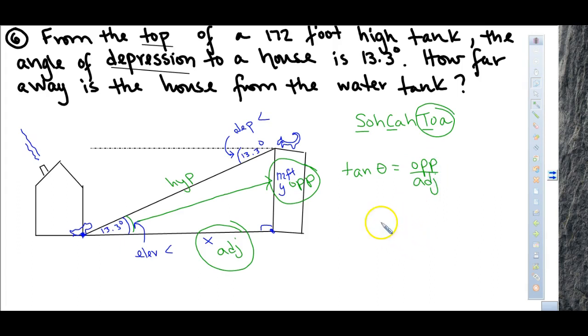We're going to have a plot twist on this one. Are you ready for it? Plug in what you know. Tangent of 13.3 equals the opposite leg over the adjacent leg. We know why. That is a highlighter. That is not my pen. There we go. 172 divided by x.